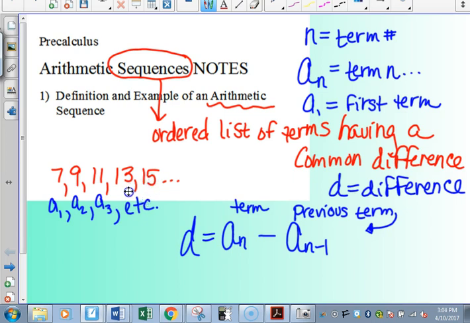So 15 minus 13 is 2. 13 minus 11 is 2. 11 minus 9 is 2. 9 minus 7 is 2. As long as the difference is the same every time, then it's an arithmetic sequence. Any questions on that business?